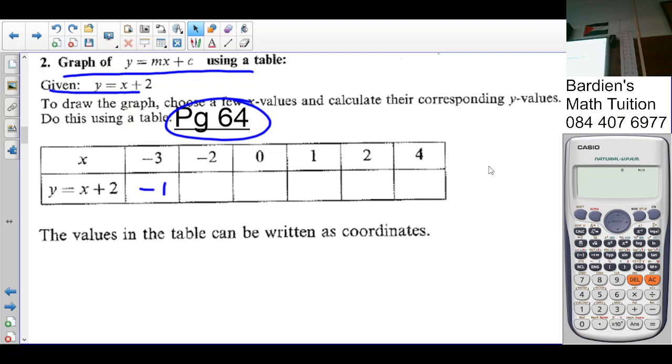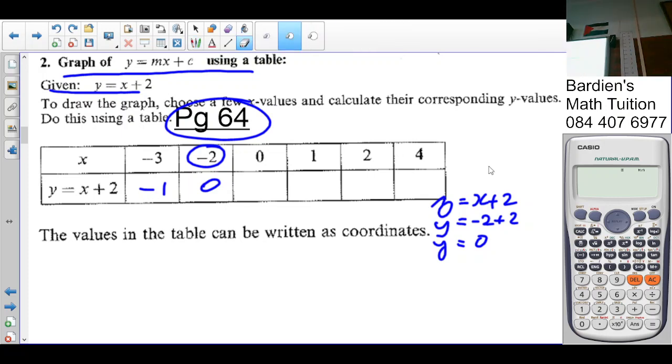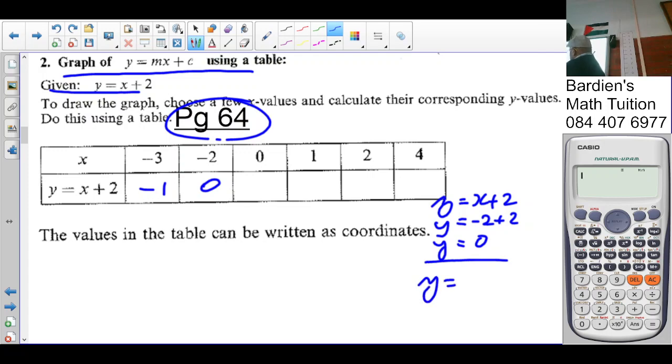Right. So, if you got y is equal to x plus 2, what's x in this case? Negative 2. So, negative 2 plus 2 is? 0. Not so? Let's go to the next one. y equals 0 plus 2, which is 2. What's your next answer? 3. Next. 4. Next person? 6. You all agree with that?